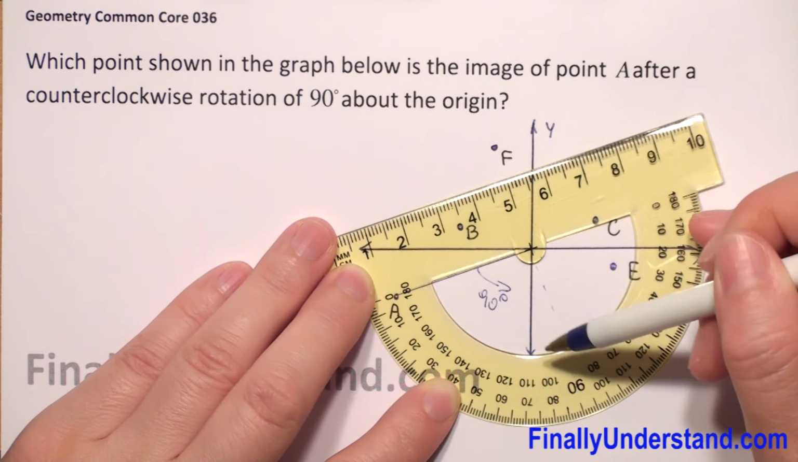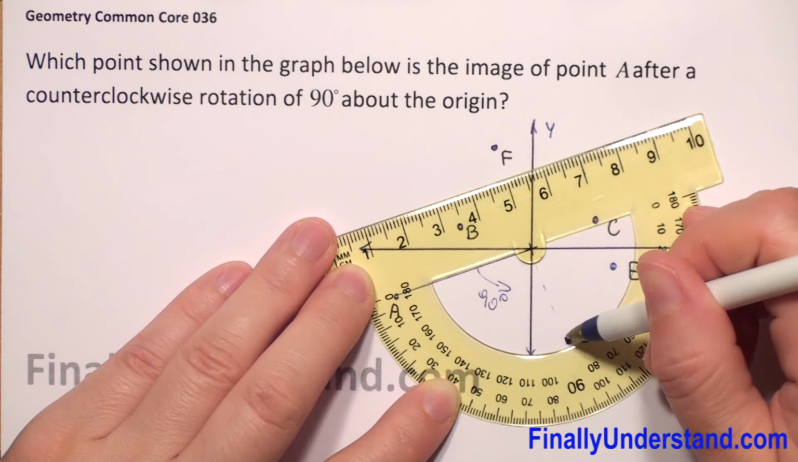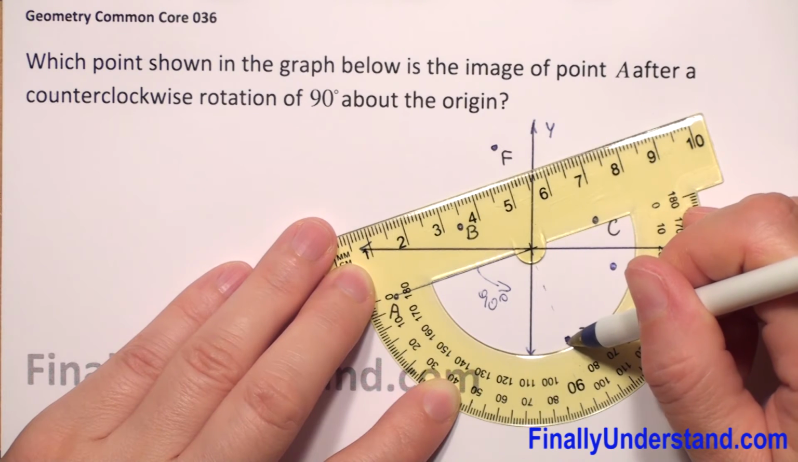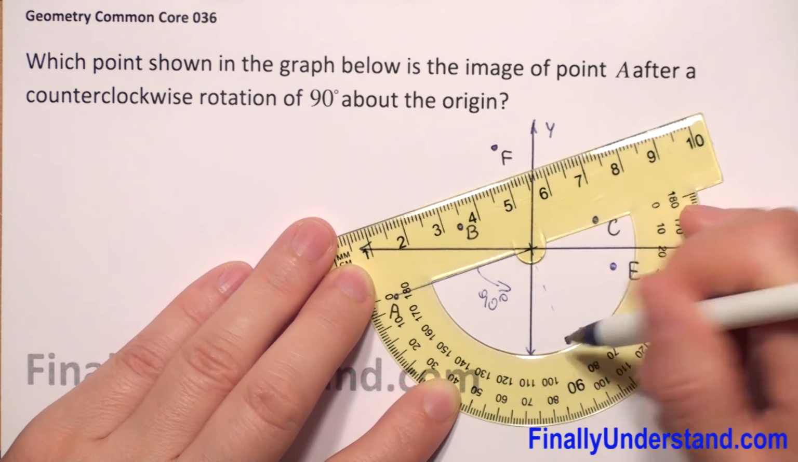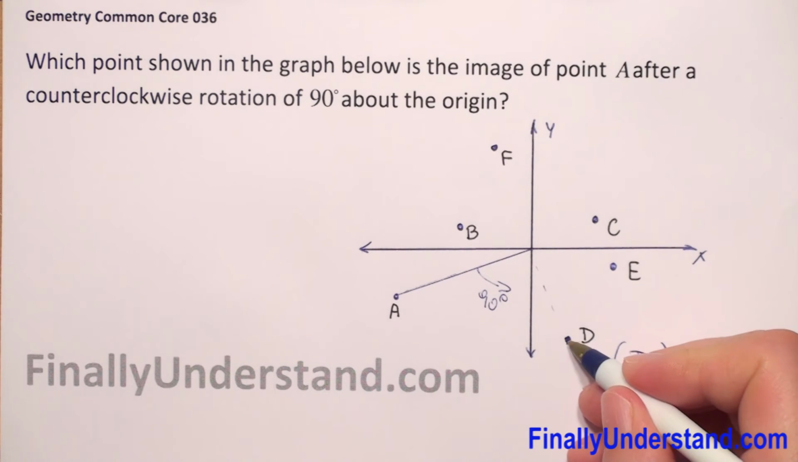The image of point A after counterclockwise rotation of 90 degrees about the origin is point D. So this is our solution.